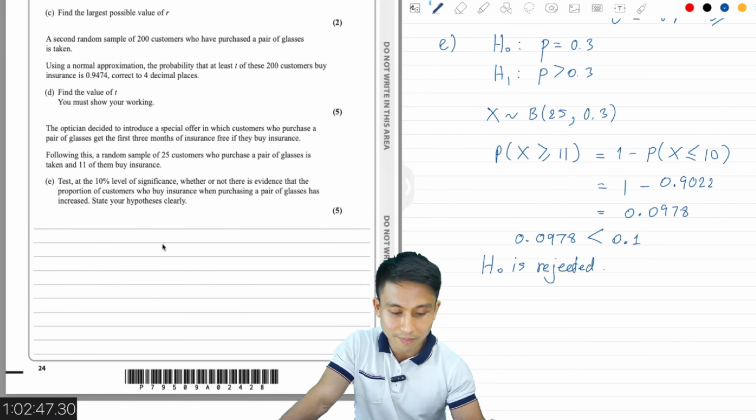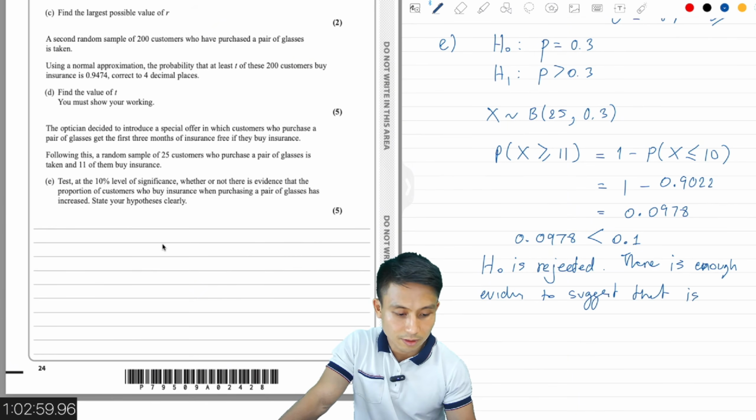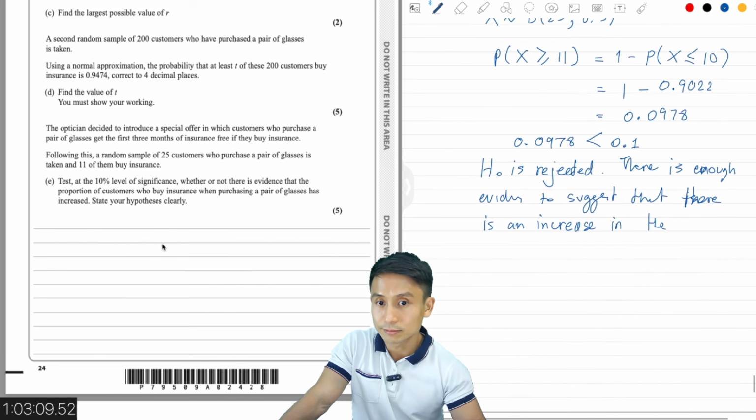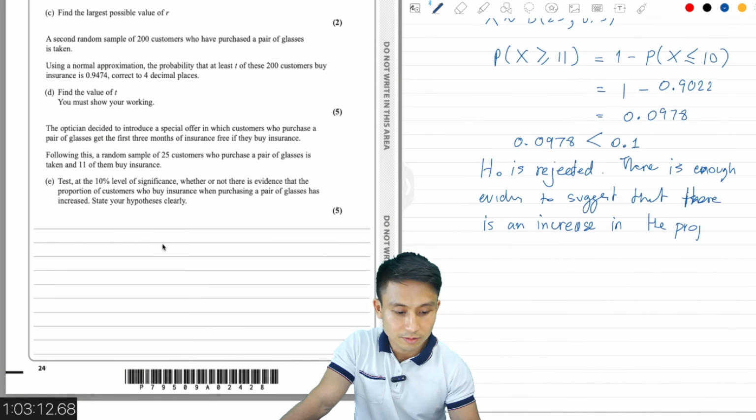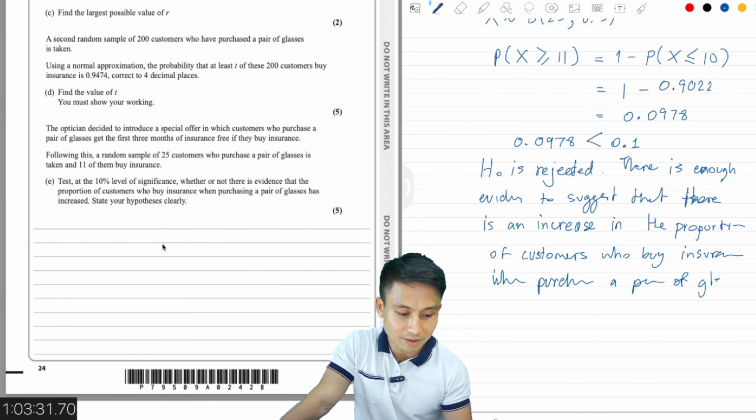Because it's significant now, there is enough evidence to suggest that there is an increase in the proportion of customers who buy insurance when purchasing a pair of glasses.